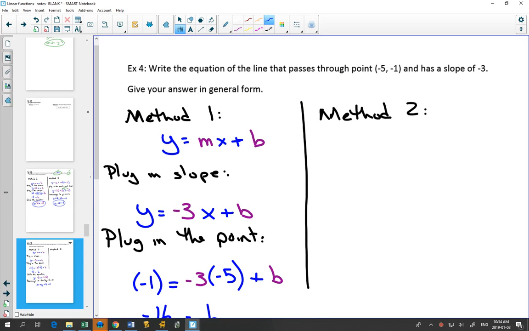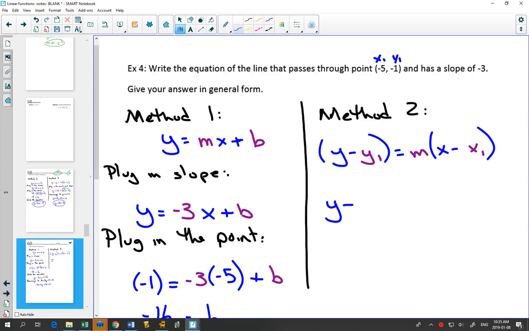Method 2, point-slope form. So if we write out our formula, we need to put in a value for m and for our point. And above your point, you can write, I know this is x1 and this is y1, so now we can write our equation: y minus -1 equals m, which is -3, x minus -5. So I plugged in my values. I put my negative values in brackets. If you wanted to, this one could be in brackets as well.